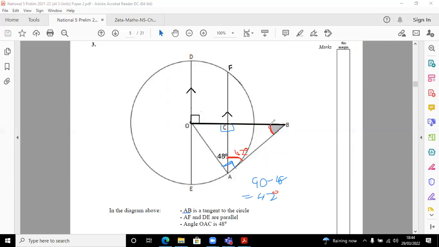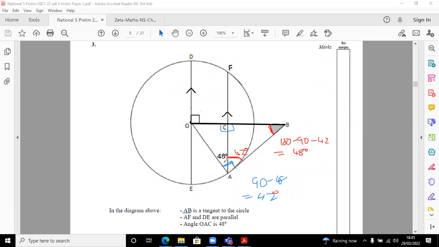That angle there is going to be 180 minus our 90 minus our 42. That gives us 48. So the final answer is 48.